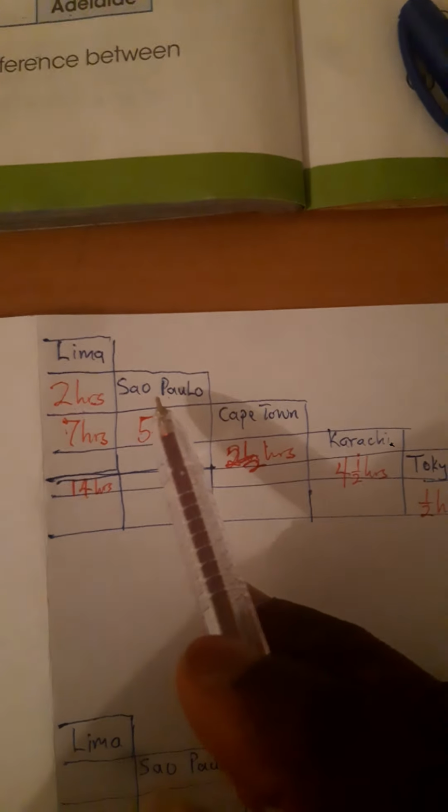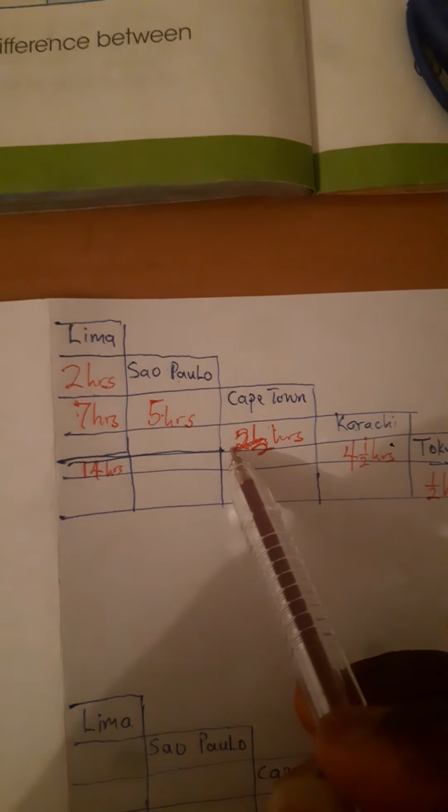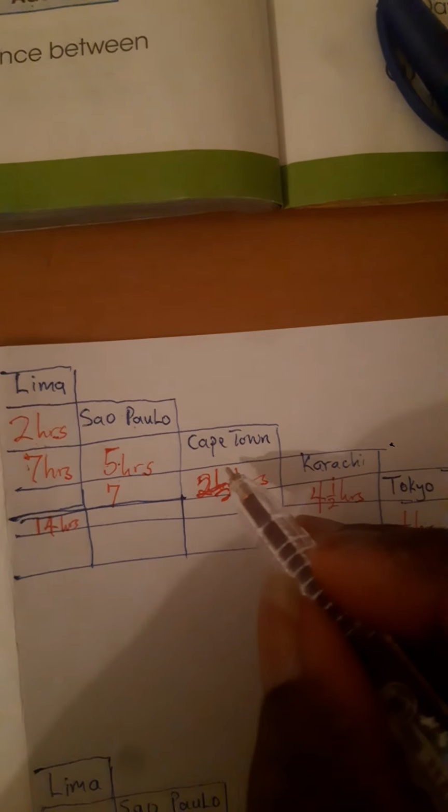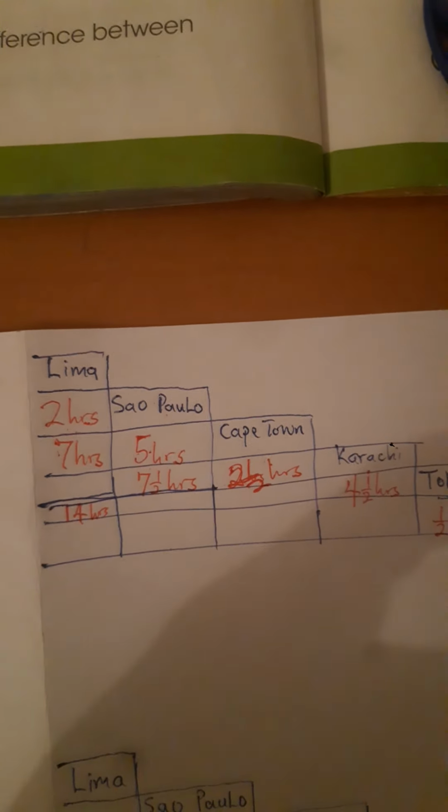Okay, now let's continue again. Now this is another town. From Sao Paulo to Cape Town, I will use 5 hours. Now how can I know the number here? You plus 5 hours plus 2.5 hours. If you plus 5 plus 2 as a whole number, you have 7. Now don't forget, I still have my half hours. So clear?